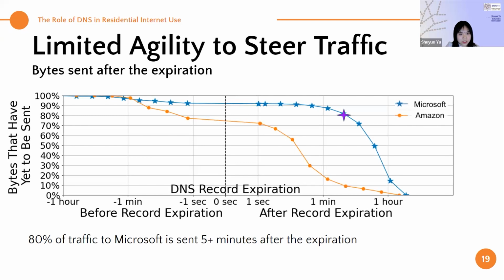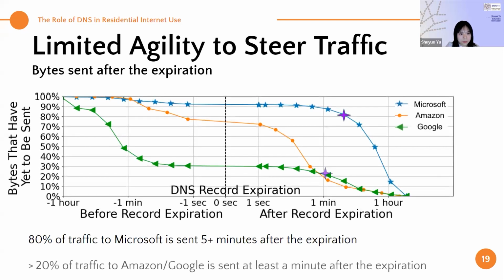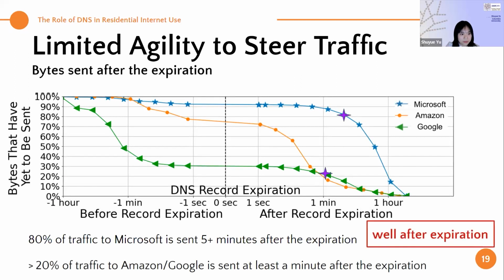And the orange line is for Amazon, while the green line is for Google. And this point shows that more than 20% of traffic to Amazon or Google is sent at least a minute after the expiration. Again, this demonstrates a limitation of using DNS to steer TCP flows, as we cannot move the flows.